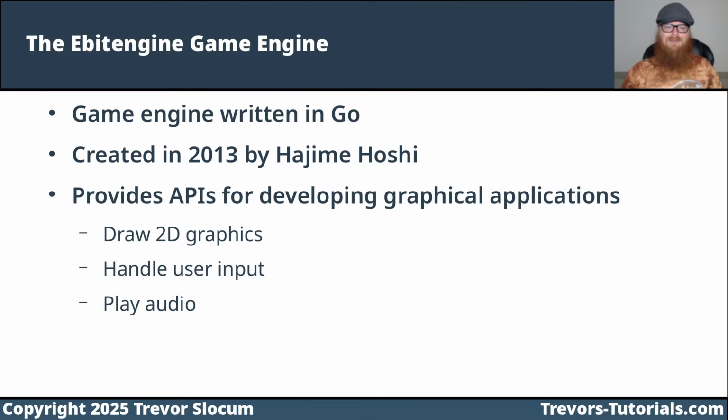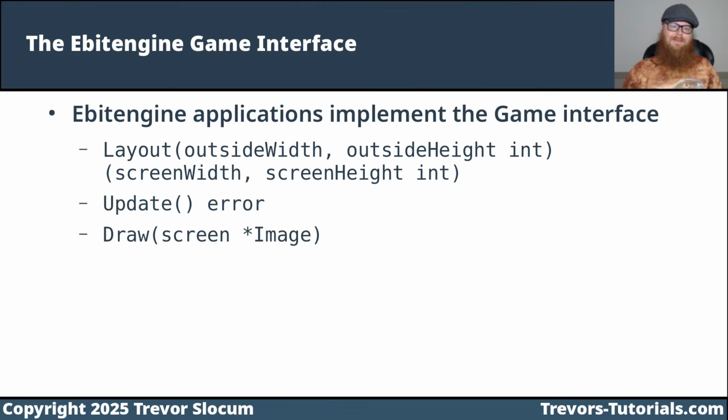Ebitengine is a game engine written in Go that was created in 2013 by Hajime Hoshi. It provides APIs for developing graphical applications, including drawing 2D graphics, handling user input, and playing audio.